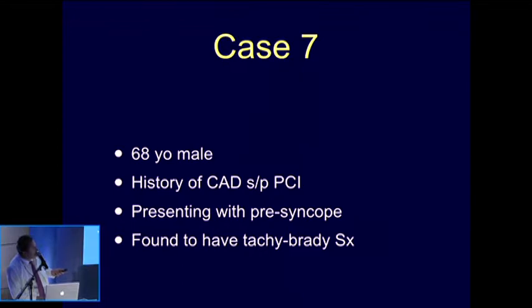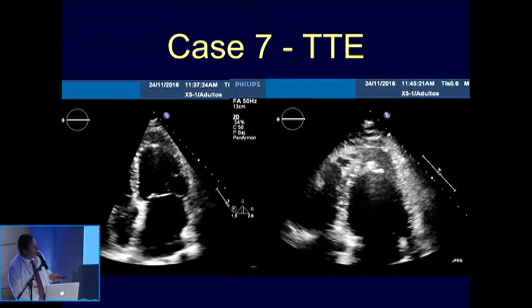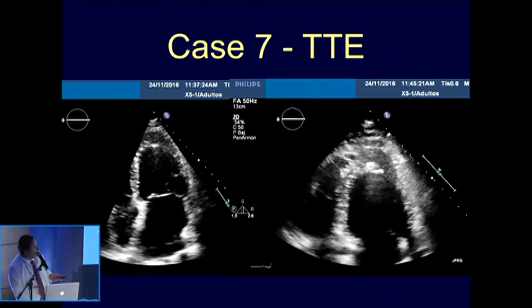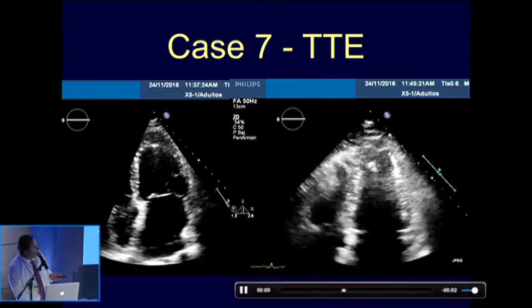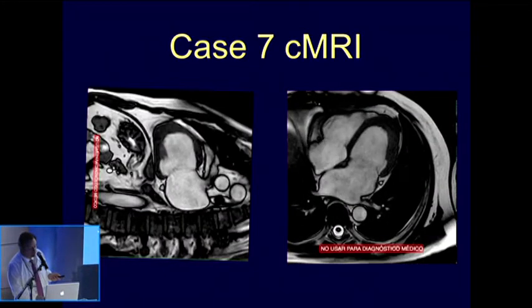Four more cases, patient number 7. History of coronary artery disease, presyncope, tachycardia, and bradycardia were present. And I need another volunteer to tell me what is the diagnosis. Do you see anything especially abnormal in this patient?